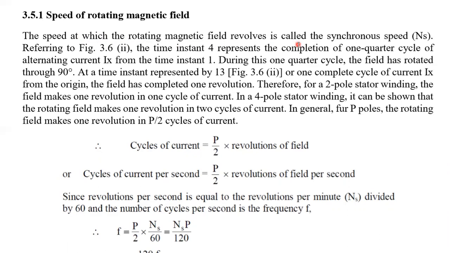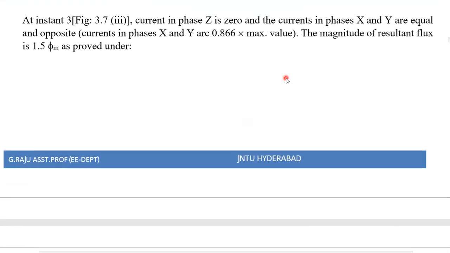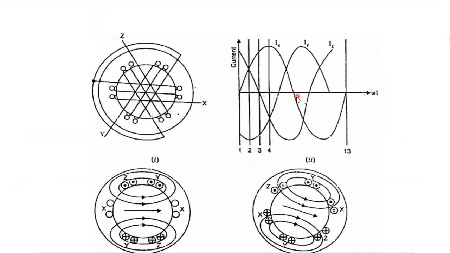Referring to figure 3.62, there are different instants: 1, 2, 3, 4. I explained this yesterday. This is called a three-phase AC supply. Here, this is one of the phases, X phase. This is another phase, Y phase, and this is another phase, Z phase. Here, the notations are X, Y, Z. Three different phases, generally R, Y, B phases.